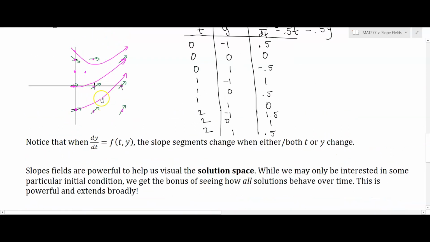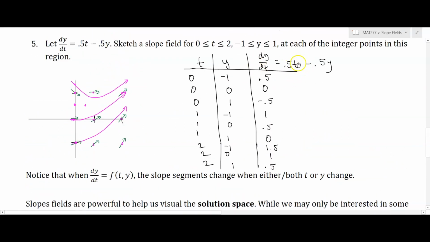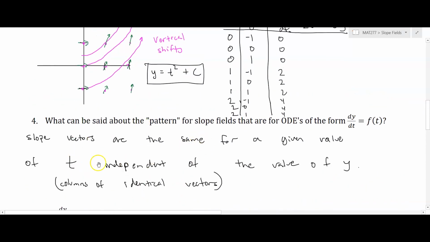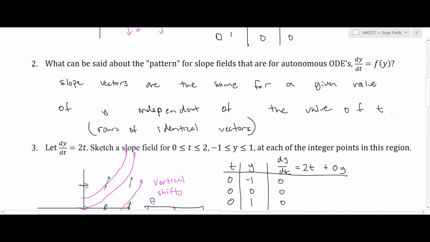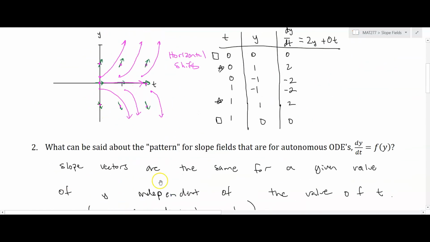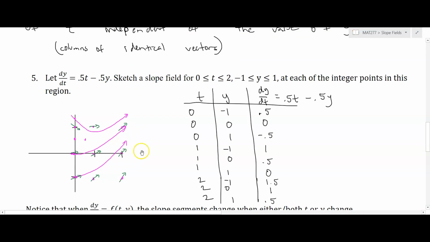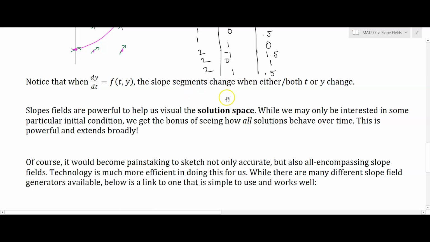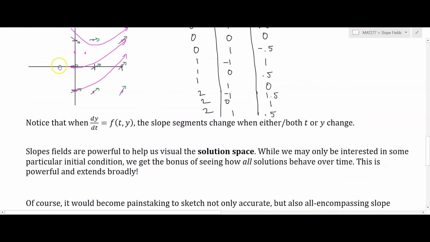One thing to notice is that now that our differential equation depends on both t and y, the slope segments change when either or both t or y change. So we don't see this consistency in having the vectors vertically be the same or the vectors be the same along rows. We now notice that it looks almost like a random scatter of vectors. So slope fields are powerful to help us visualize the solution space. We're usually interested in some particular initial condition, but we also get the bonus of seeing how all solutions around it behave over time.